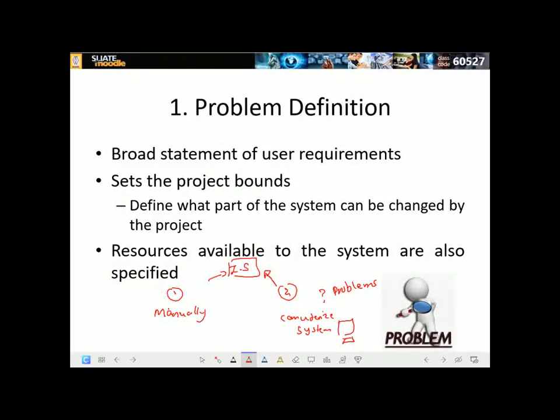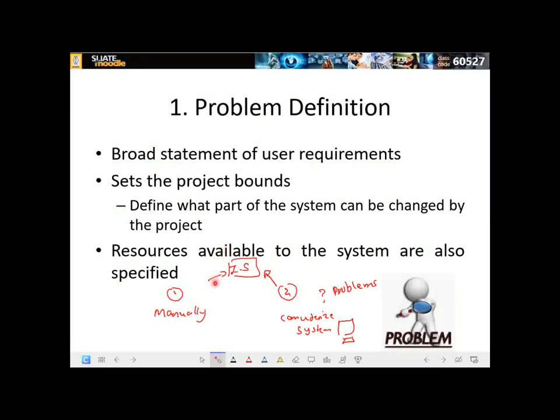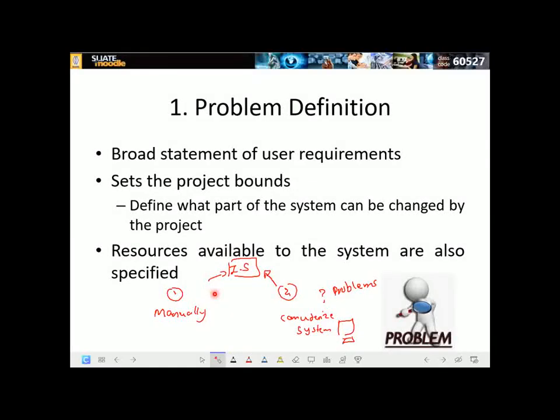Then in this stage, we also specify the resources available to the system. Students, when you are going to develop a system, first of all you have to identify the problem with the existing system. Then, to develop an information system, you have to identify the resources available. What kind of human resources are available? Who can help in developing the system? Do you have money to spend for an IT organization to develop the system?